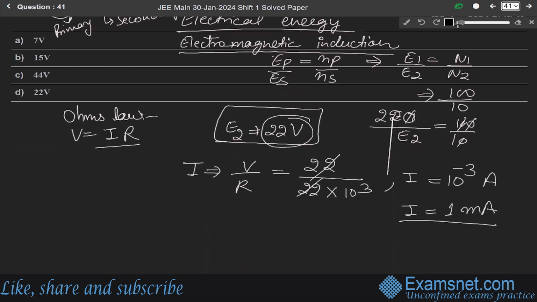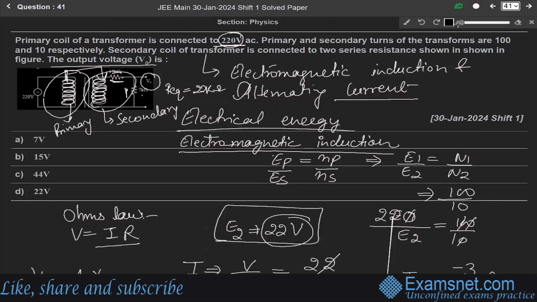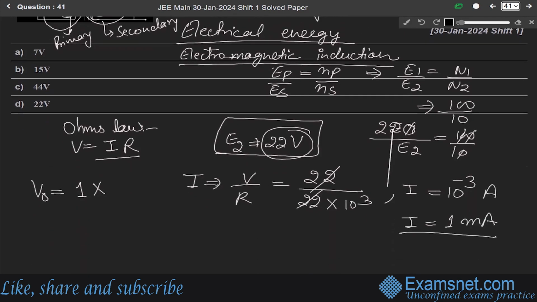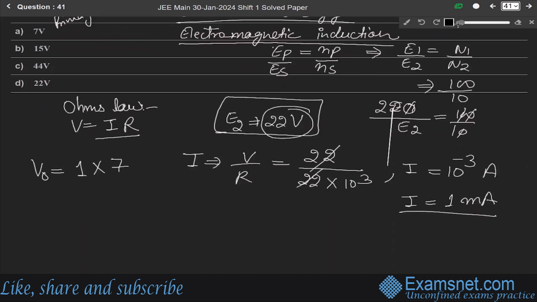So voltage V naught will be equal to this 1 milliampere into R. R is 7 kilo ohm. We have to find the output voltage V naught, so the resistance across this voltage V naught is 7 kilo ohm. So 1 into 7, V naught will be equal to 7 volt. Okay. So the correct option is option A.